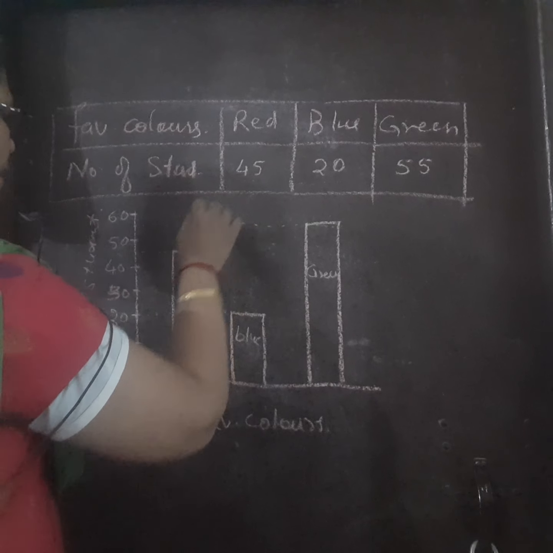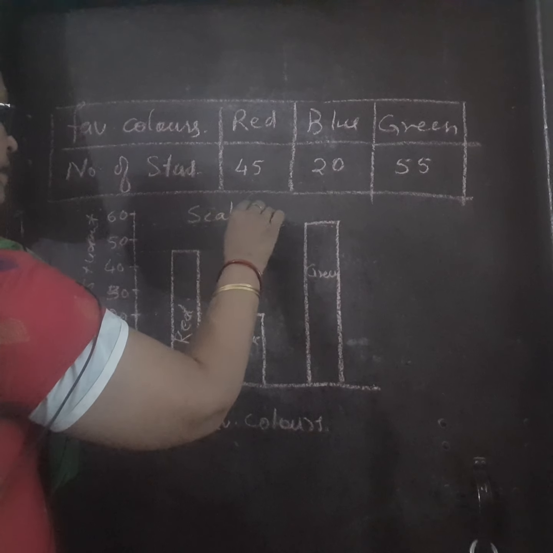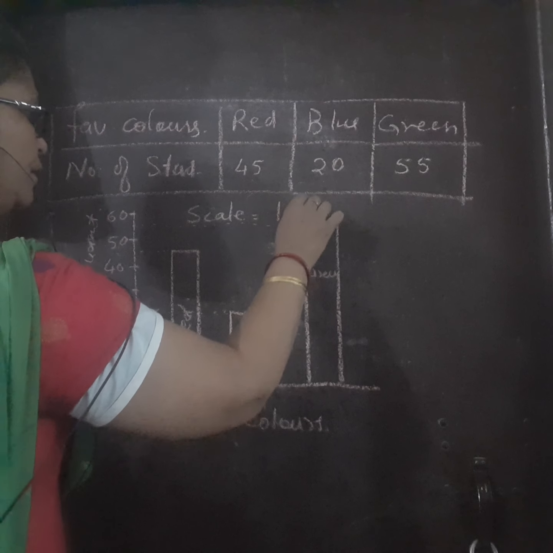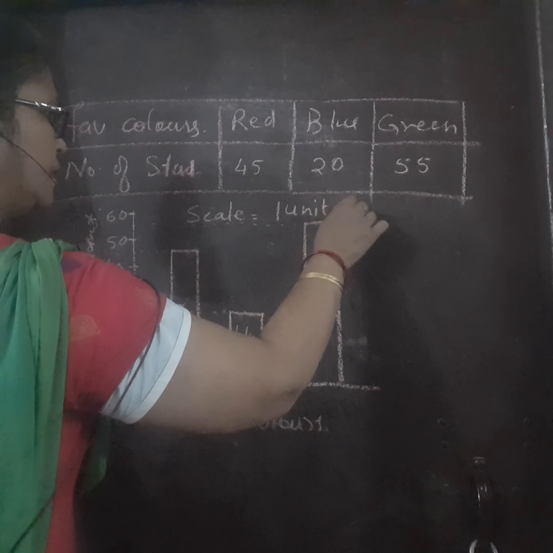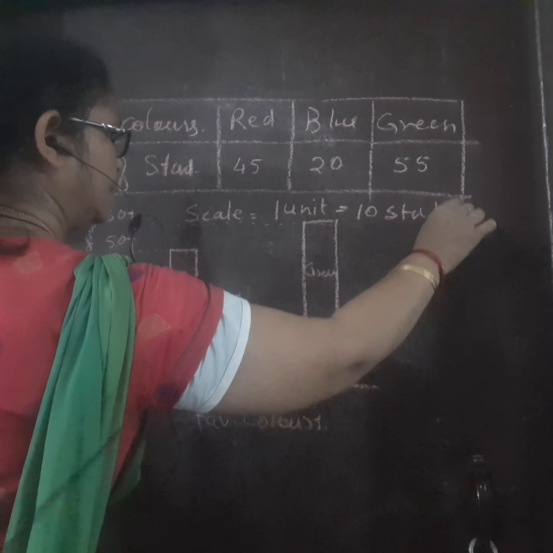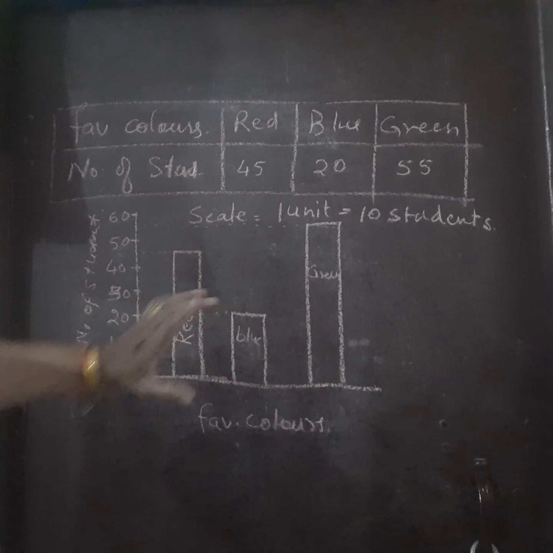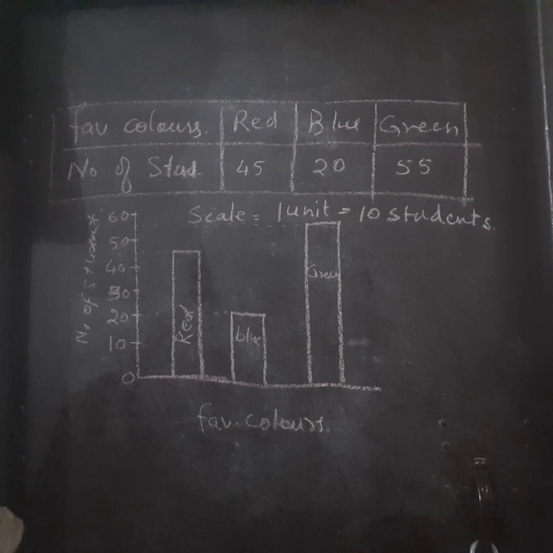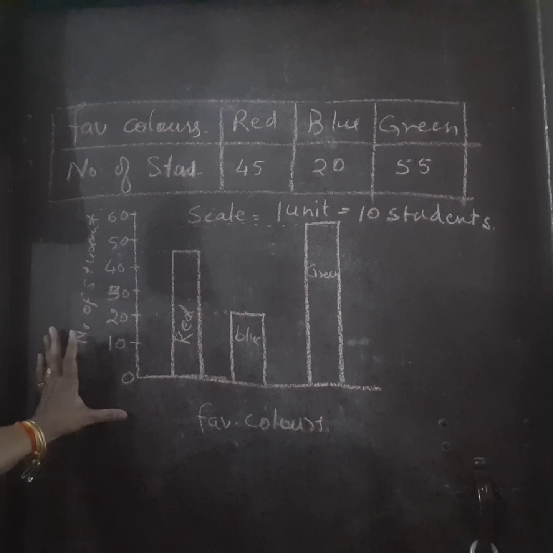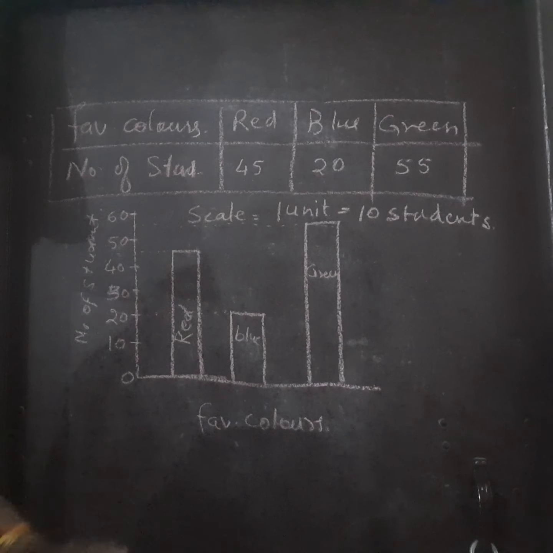Here one more thing you have to do, you have to write the scale. A scale is equal to 1 unit is equal to 10 students. This scale must be written on each and every graph. So this is the bar graph representation of the collected data.